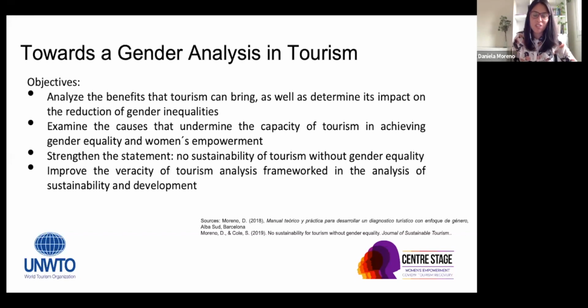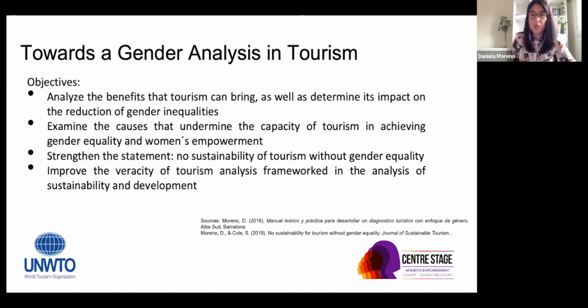So a gender analysis, as a summary, wants to transform tourism grounded on gender equality. That is the main reason why we are doing this, right? So all professionals and tourist organizations should know the importance of gender analysis in the sector, right?